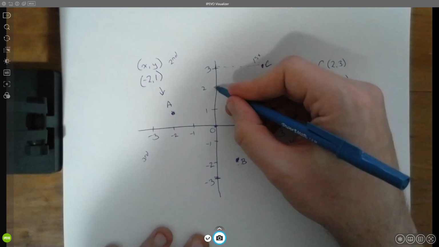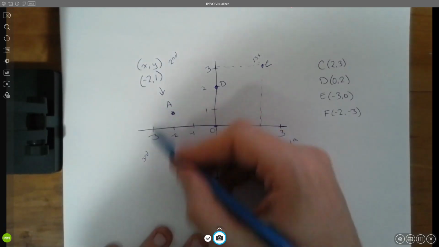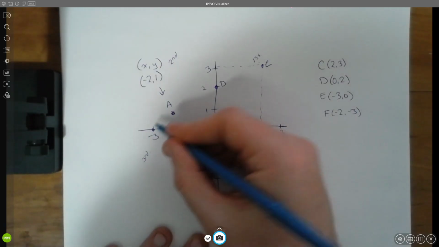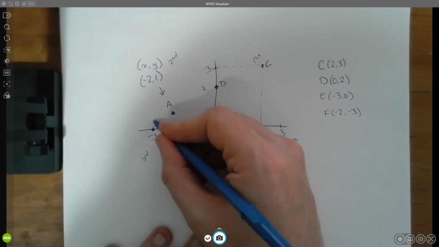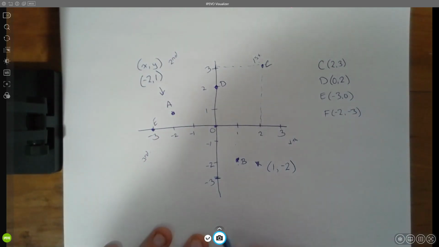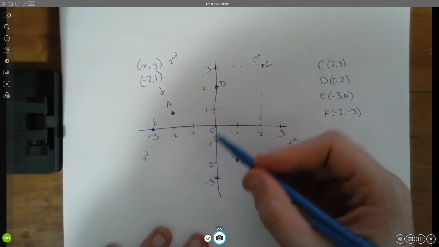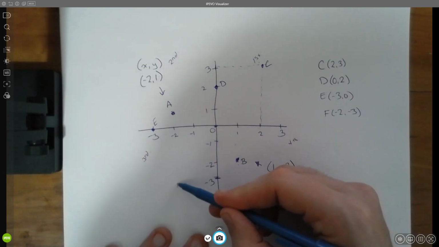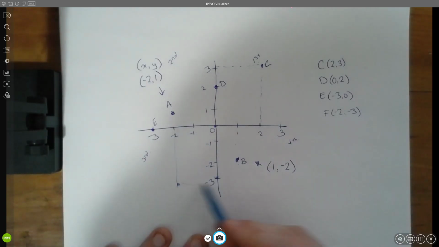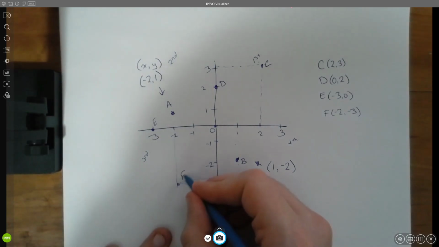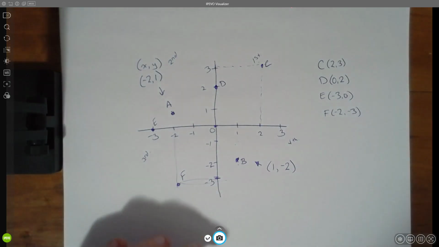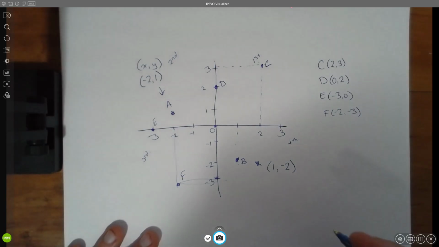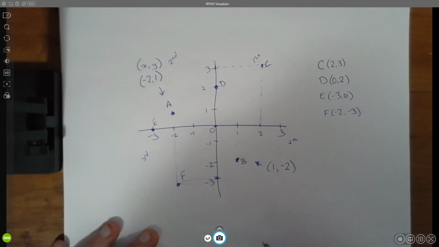Point E is at -3, 1, 2, 3, and 0. So I don't go up and down. I stay here on this line. That's point E. And then point F is at -2 and -3. So right down here, we line up with -2, we line up with -3, and that's our point F. So that would be how you would find some of these particular points within this particular graph for example 1.